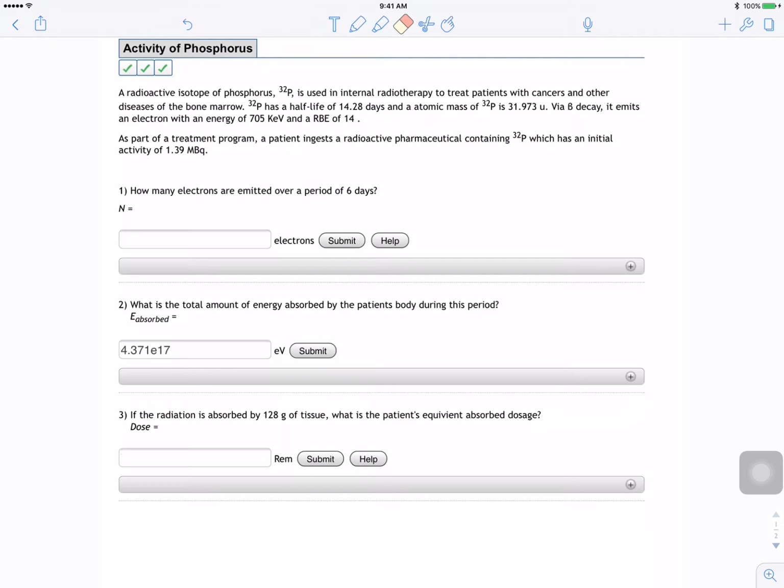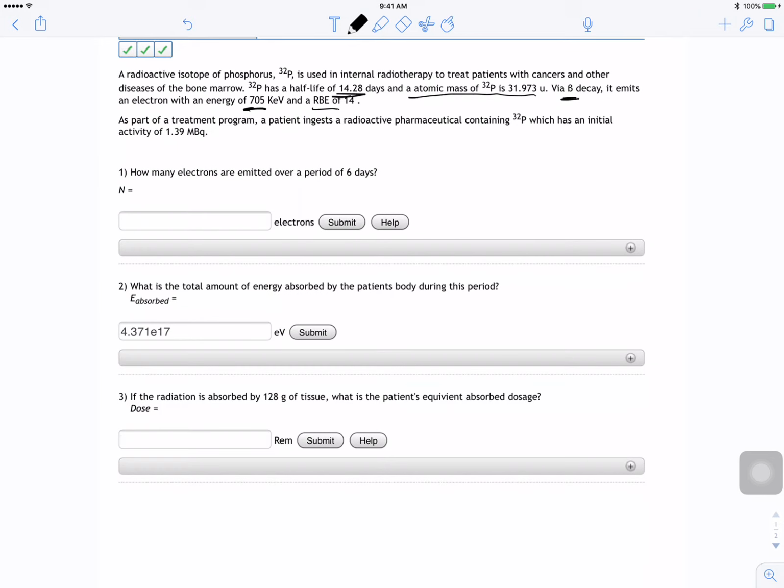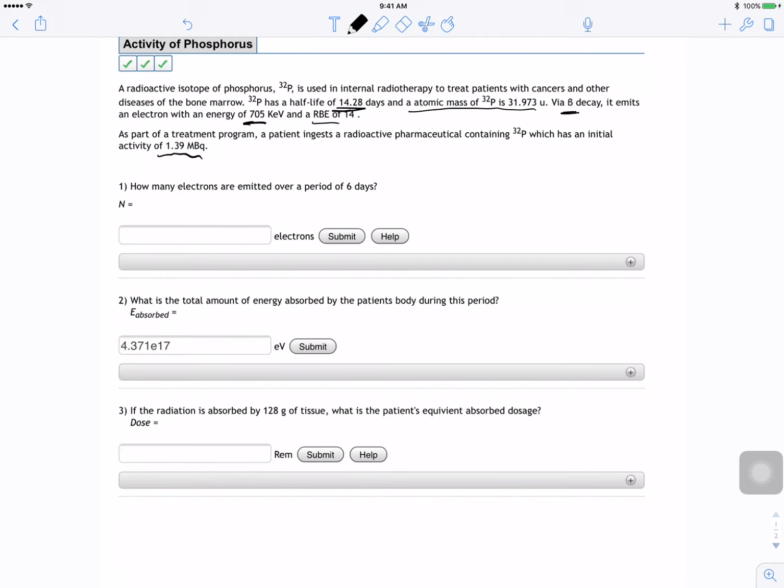So they explain a little bit about it and then let's go to the problem. P32 has a half-life of 14.28 days, atomic mass of 31.973, and it's a beta decay, emits an electron with energy of 75 kilo electron volts and RBE of 14. And we're going to use the fact that the initial activity of that phosphorus is 1.3 mega BQ.